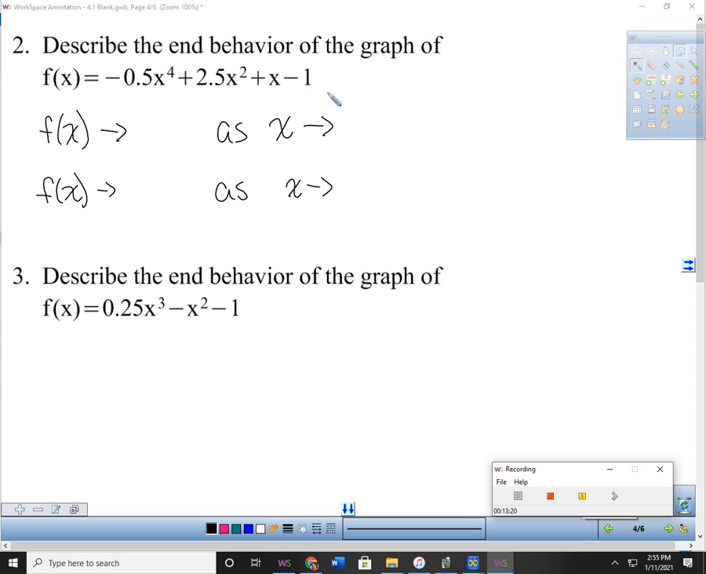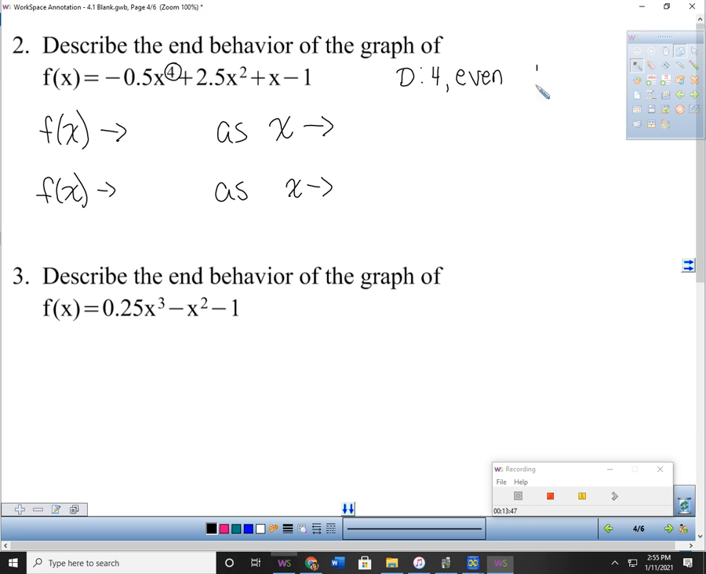So if we want to know what's happening, we need to look at our degree and our leading coefficient. So I'm going to put a D here for degree. Degree is your biggest degreed term, which in this case is 4. And 4 is what kind of number? 4 is even. So that means either both sides are going to be going up or both sides are going to be going down because it's even, right?